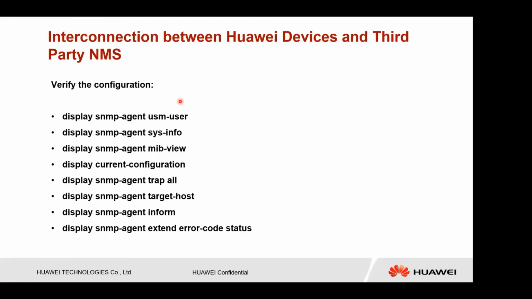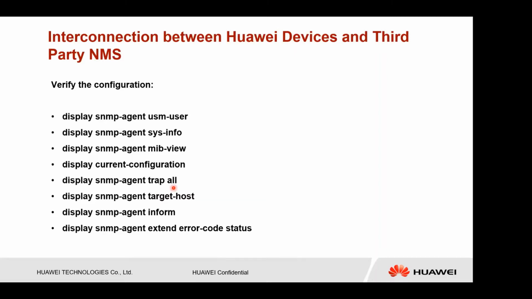Once you have configured SNMP, you can verify the configuration using some of these commands. For example, display snmp-agent usm-user. You can check the user that you have already configured, and also the USM group that the user is bound to. You can also check snmp-agent sys-info and snmp-agent mib-view, and you can use the command display current-configuration to check the SNMP configuration you have already configured. And display snmp-agent trap all to see whether the traps are disabled or off on the switch.